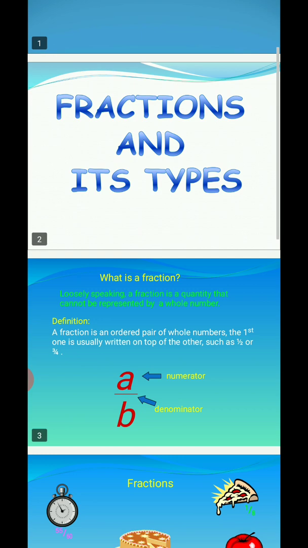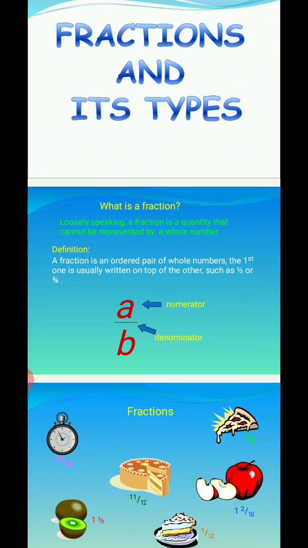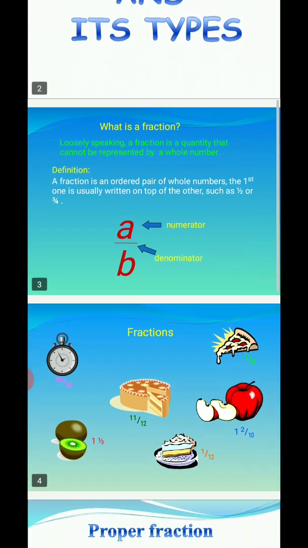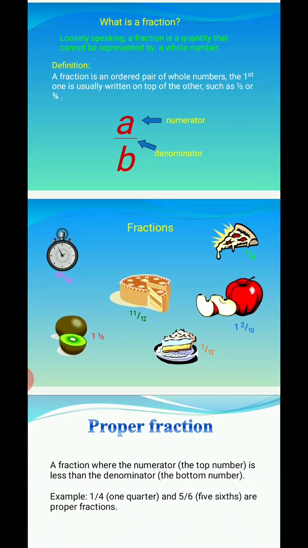And students, one thing more: the uppermost or the top number is called the numerator and the bottom is called the denominator. So a fraction is a upon b, meaning numerator upon denominator. The top number is called the numerator, and the bottom number is called the denominator. And in our daily life we use fractions.